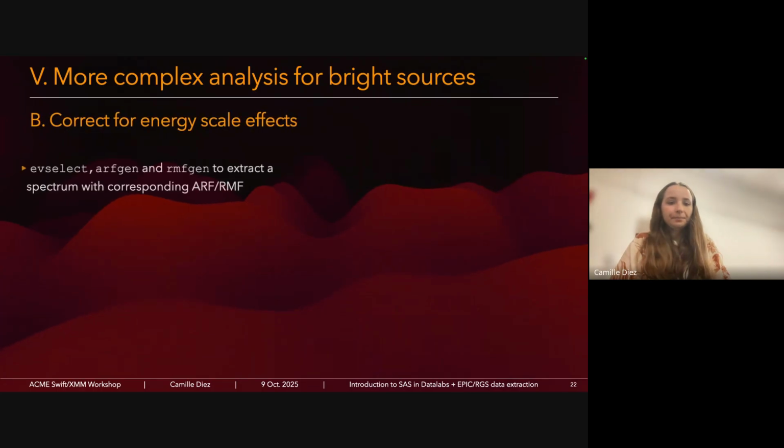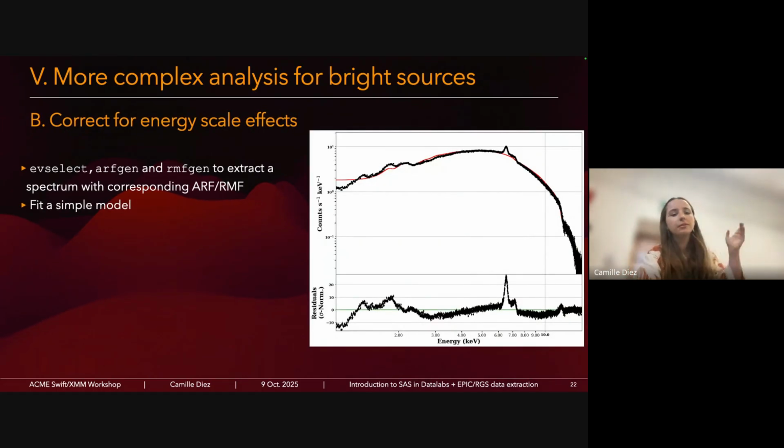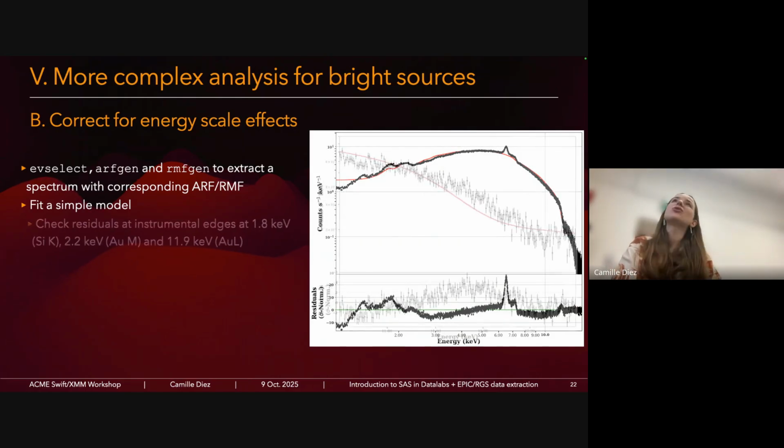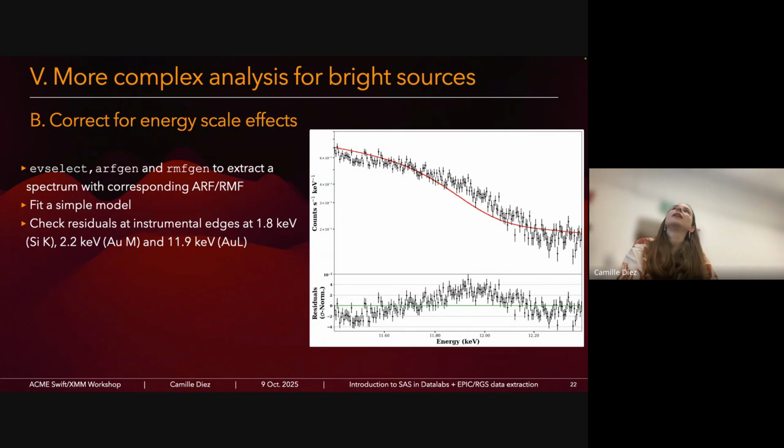Okay, some details: the reason for SAS 22.1 is that you have some shifts for bright sources in energy. So you can see it with the iron line, and you will see that the value of the iron line is a bit shifted. So you can do this extra step of energy correction for energy scale effects.